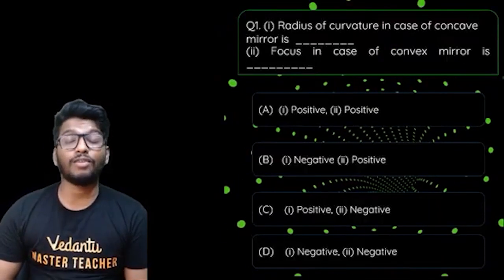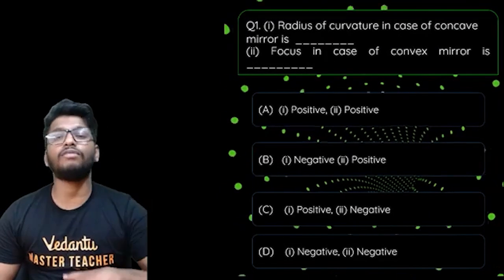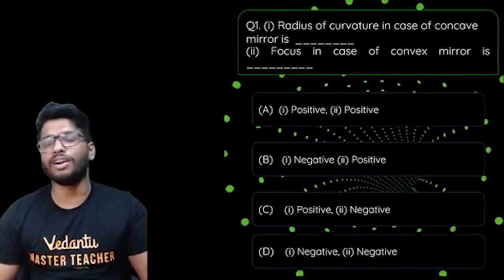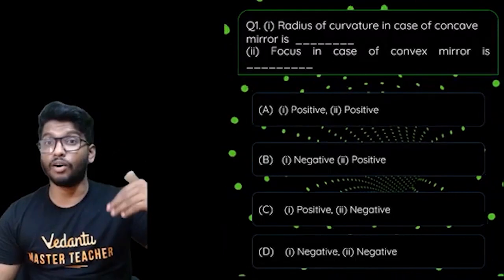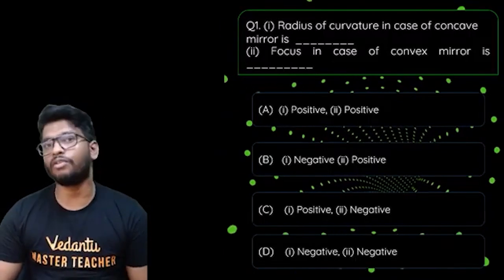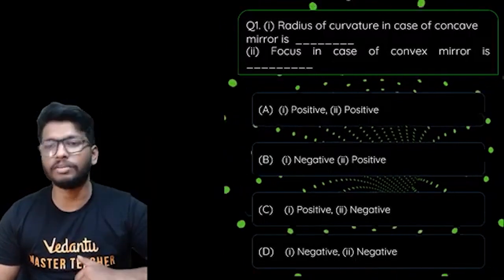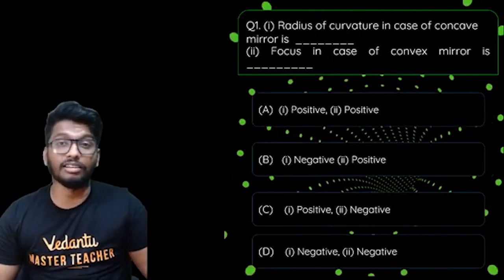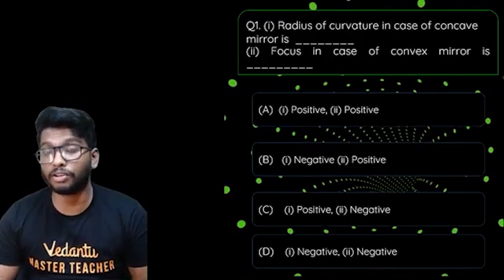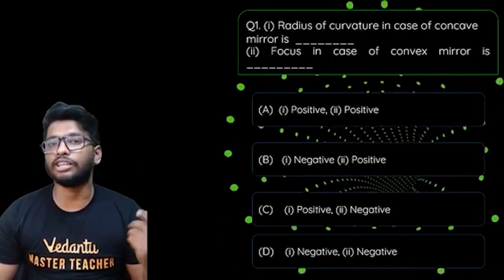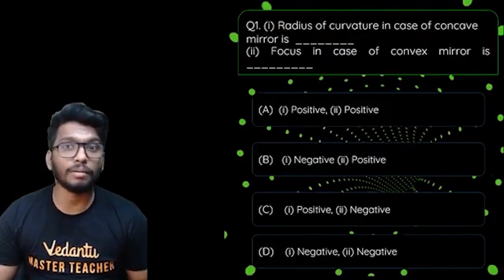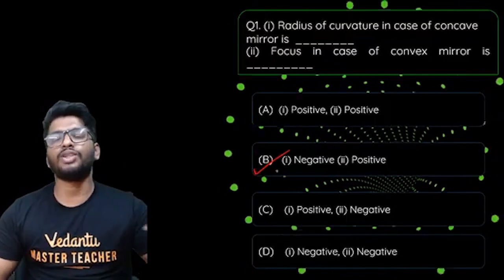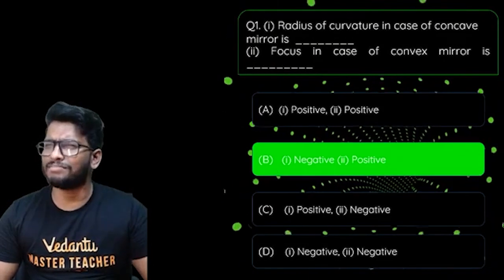Radius of curvature in case of a concave mirror is what? And the focus in case of a convex mirror is what? Is it positive, positive; negative, positive; positive, negative; or negative and negative? Here's the thing: for a concave mirror, the radius of curvature lies in front of the mirror, which means that it's going to be negative, because anything in front of the mirror is negative, anything behind the mirror is positive. The focus of a convex mirror is going to lie behind the mirror and hence it's going to be positive. So what would be the right answer? Option number B, no doubt about it. It's going to be negative for the first one and positive for the second one. Very simple, right? I know.